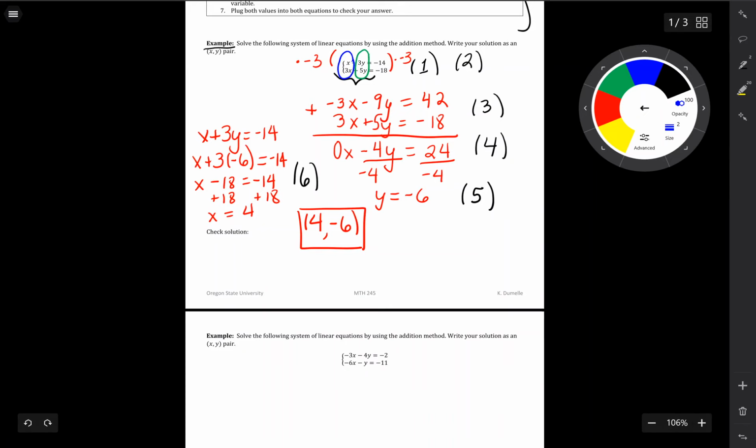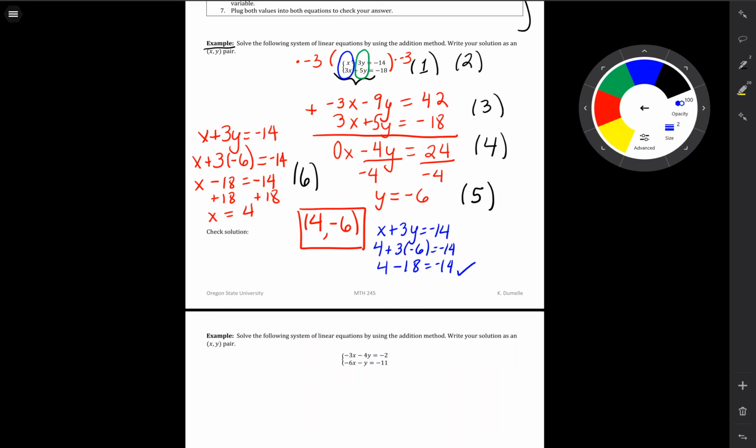I'm going to plug these two numbers into the first equation. The first one was x plus 3y equals negative 14. That gives me 4 plus 3 times negative 6 equals negative 14, or 4 minus 18 equals negative 14, which is true.